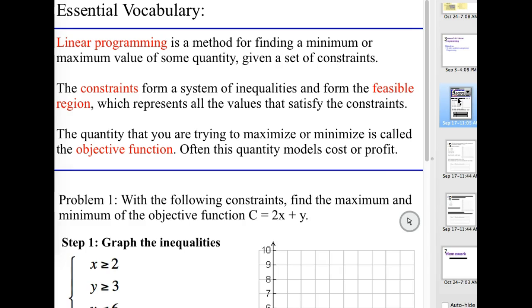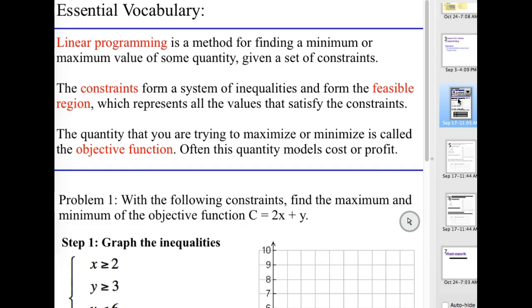The constraints form a system of inequalities, and when we graph those, we get the feasible region. Okay, so remember yesterday how we graphed two inequalities and we looked for where they overlapped? That overlapping part is referred to as the feasible region. Any points, any solutions within that region would work. Okay. The quantity that you are trying to maximize or minimize is called the objective function. Often this quantity models the cost or profit for a business.